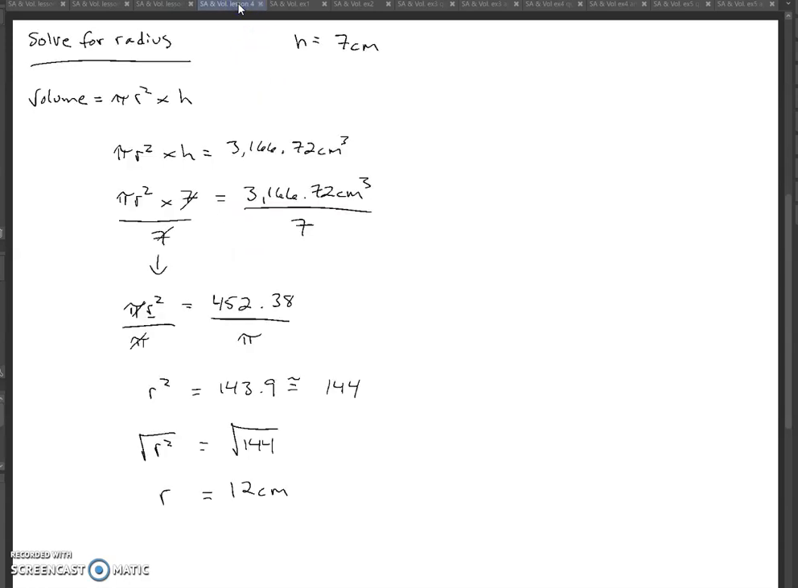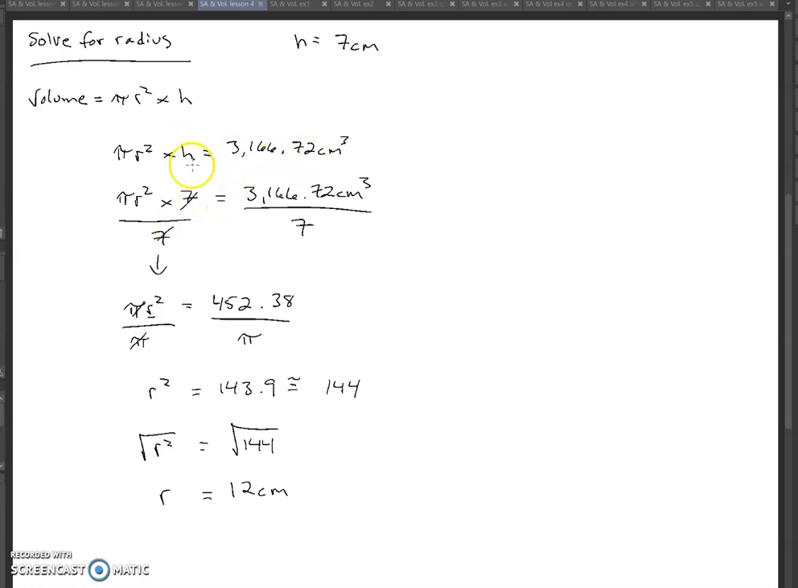If we want to solve for the radius, as far as the volume is concerned, we have the height is 7 centimeters, we'll say. So we don't have anything in here. We got pi, but whatever. So we got the pi r squared times the height is our volume. So we have pi r squared times the height equals 3166.72.